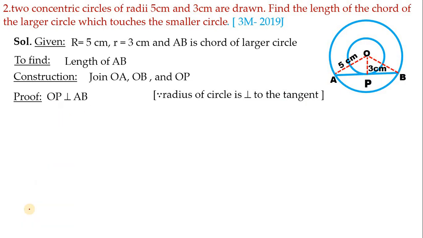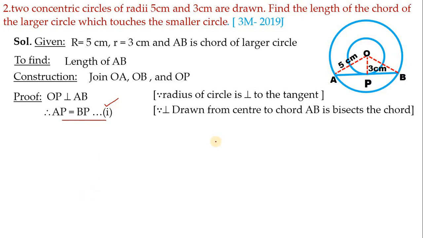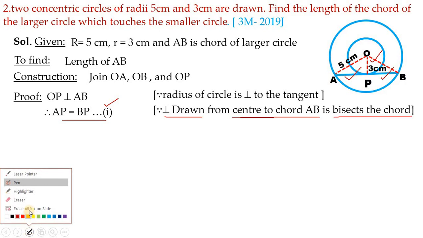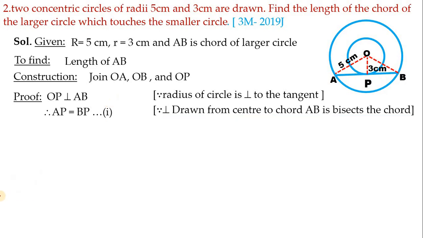And next, we can write AP equals BP, and this you call equation number 1. Why AP equals BP? In 9th standard you have studied a theorem in the circle chapter: a perpendicular drawn from the center to a chord bisects the chord. It means whenever you draw a perpendicular from the center to a chord, that perpendicular divides the chord into two equal parts. Hence, we can write AP equals BP. This is a very important thing you want to understand in this problem, children.